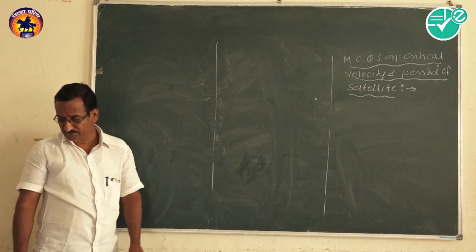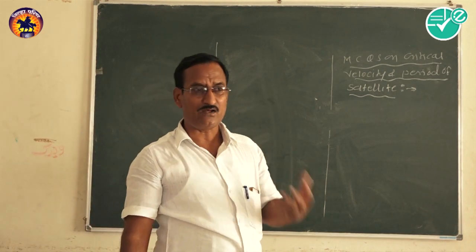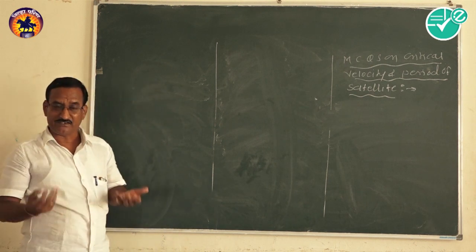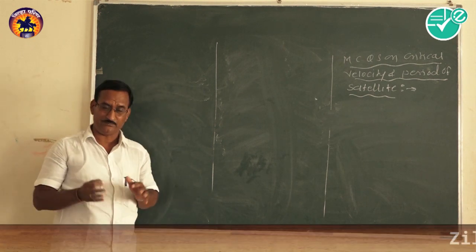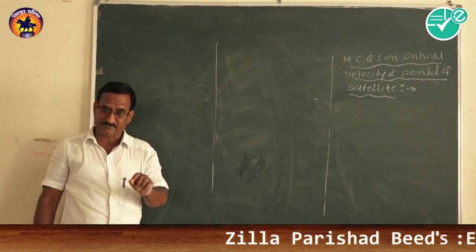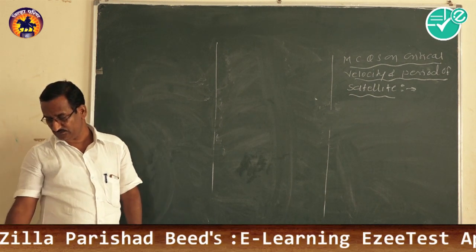When any type of satellite is revolving around the Earth in an orbit, the velocity of the satellite is known as the orbital velocity.